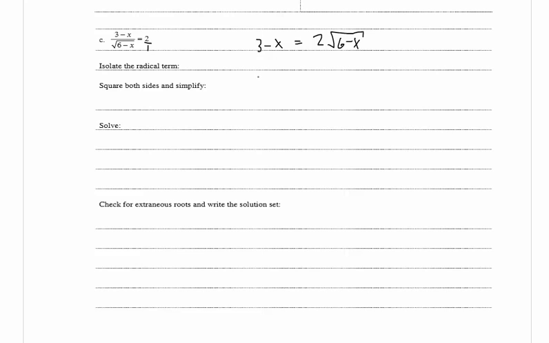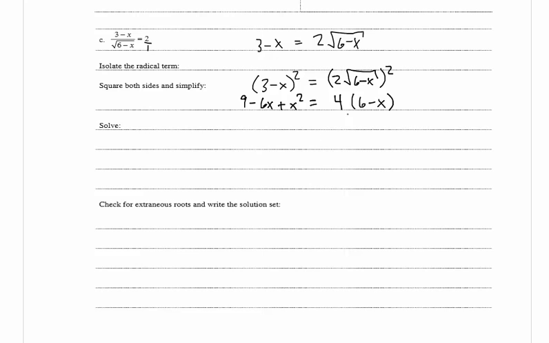And from here, we're going to square both sides. So we're going to have (3 minus x) squared is equal to 2 times the square root of 6 minus x, all squared. And when we square the left side, this is one of our perfect square trinomials. So we have 9 minus 6x plus x squared is equal to 2 squared is 4, and the square root of 6 minus x squared is 6 minus x.